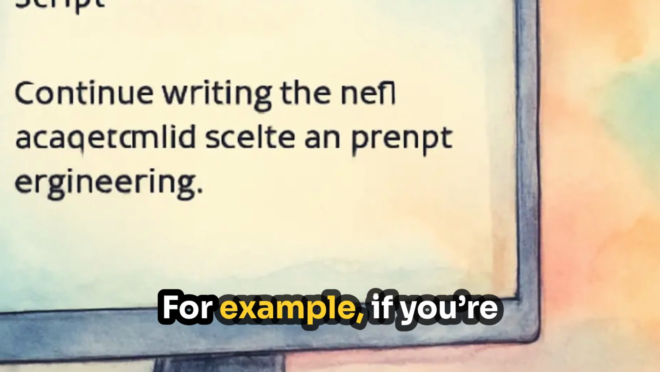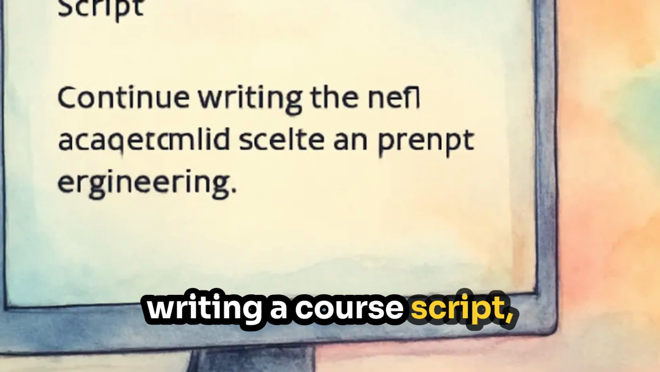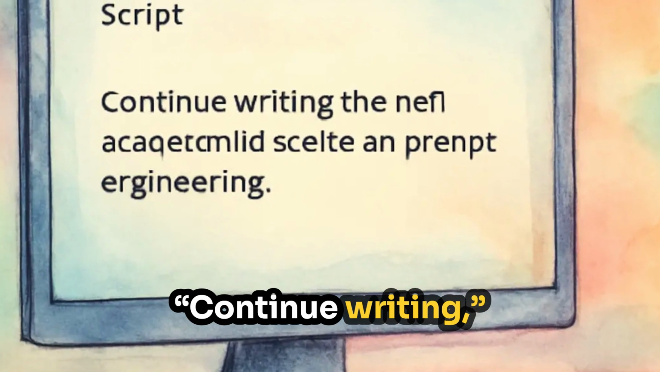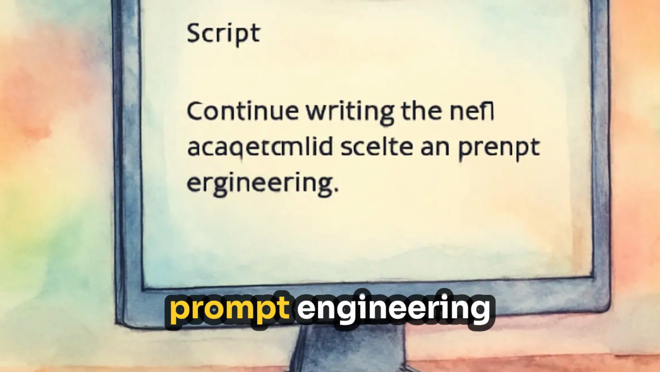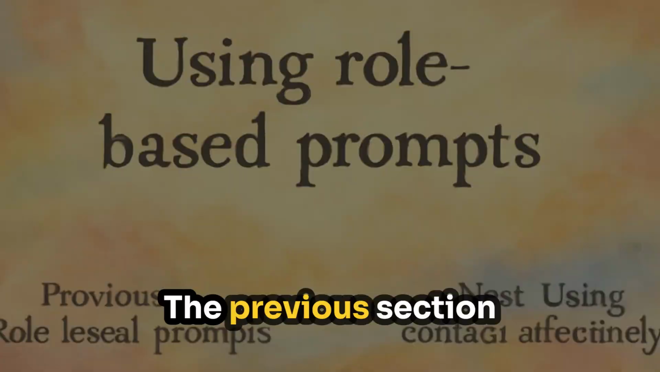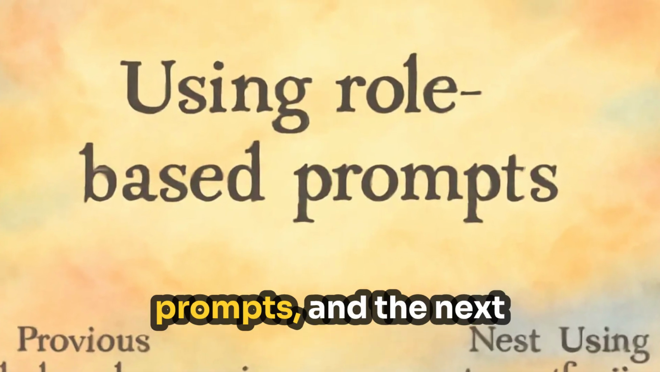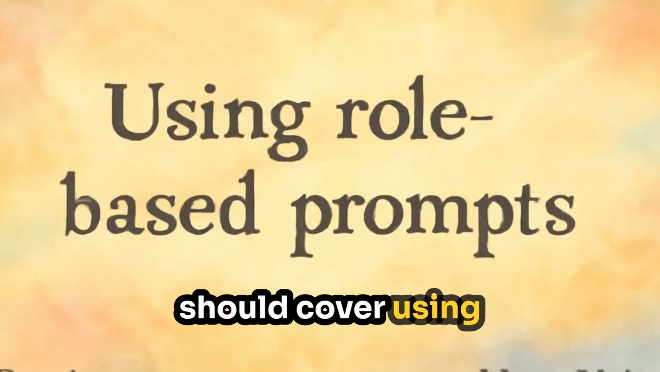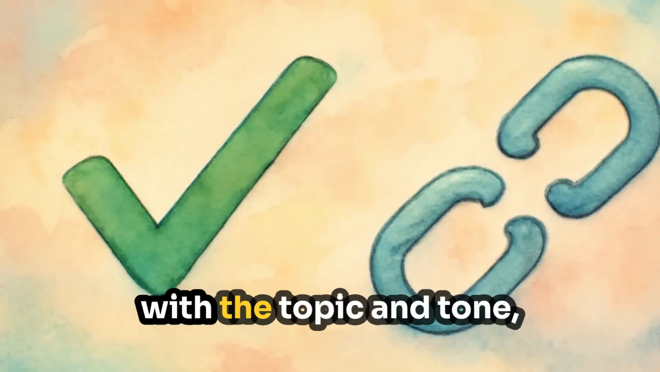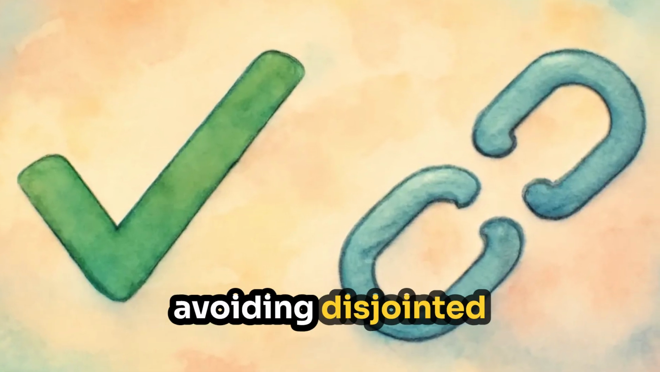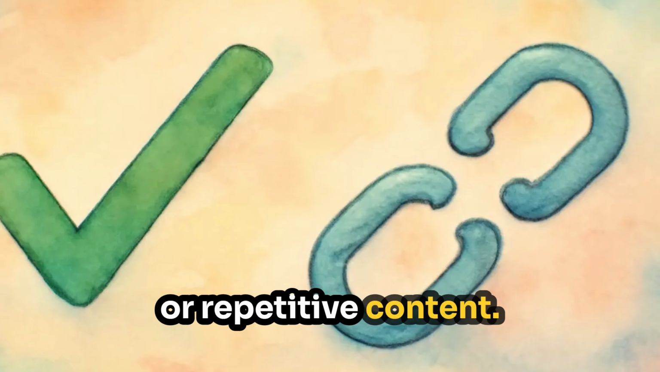For example, if you're writing a course script, instead of saying, "Continue writing," you can say, "Continue writing the next section of a course on prompt engineering for educators. The previous section explained role-based prompts, and the next should cover using context effectively." This keeps the AI aligned with the topic and tone, avoiding disjointed or repetitive content.